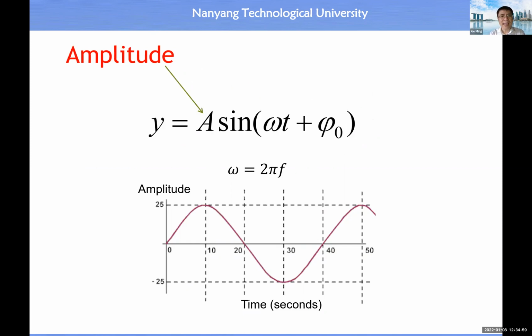And the amplitude is the coefficient in front of the sine function. So this is the peak value, and obviously we can calculate the average value.